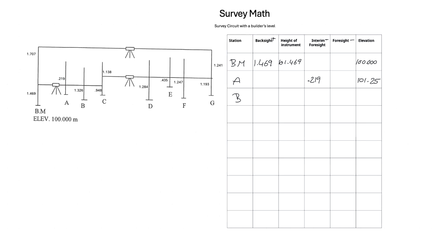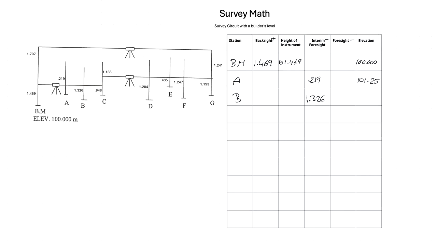Same thing here. We have our height of instrument minus our reading will get us the elevation for B. And again, it's an interim foresight. So 1.326. And you can see the way it's drawn, the reading for A was 0.219, and here the reading is 1.3 something, which means B needs to be lower than A because the number that we're reading on the rod or the tape measure is higher. So let's figure out our elevation.